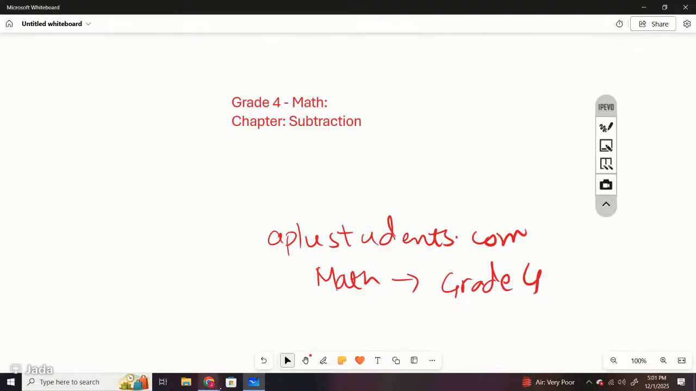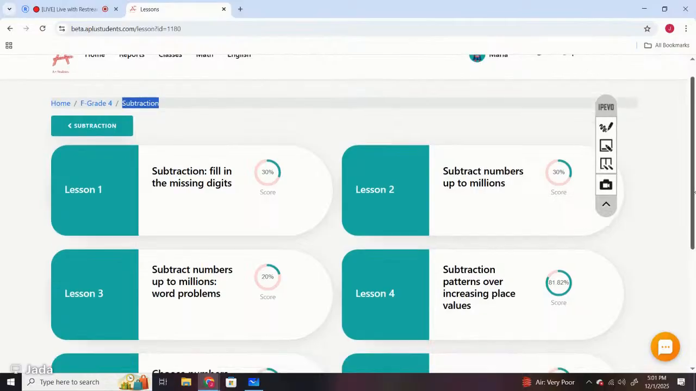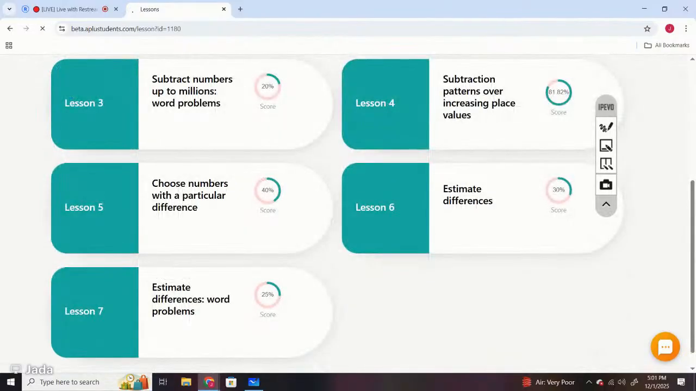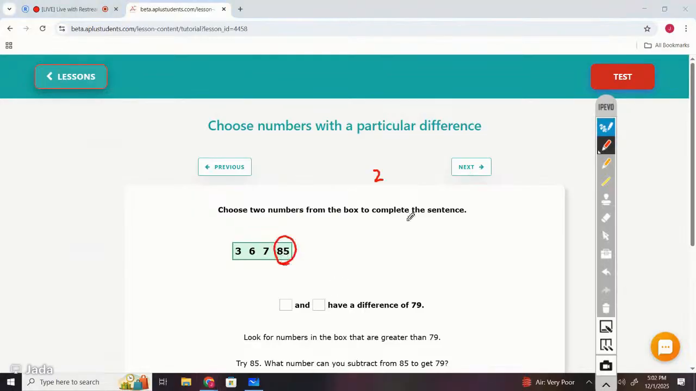So here I'm on grade 4 math. The chapter we're on right now is subtraction. Let's start with the lesson particular difference. Choose two numbers from the box to complete the sentence. Which two numbers have the difference of 79? 79 is a two-digit number, right? Then we have to start with a two-digit number. So the only two-digit number here is 85. So 85 minus what number?